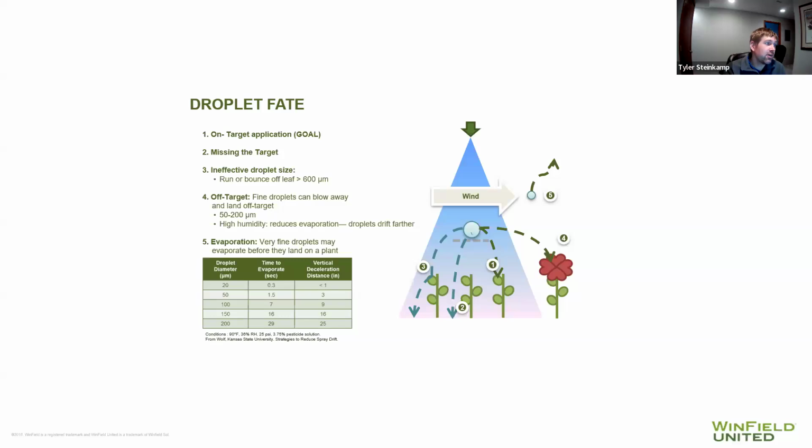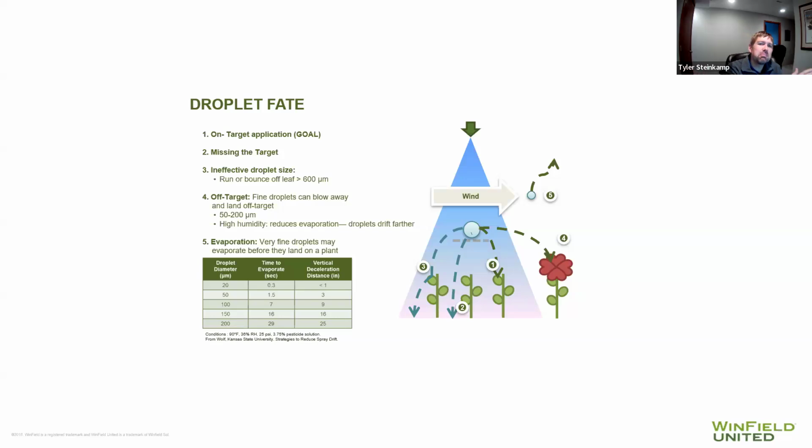The next one, ineffective droplet size. When we get very, very large droplet sizes greater than 600 microns, oftentimes, and we got slow speed photography of this, those droplets can actually bounce off the leaf surface. And so there's a point at which you can get too big of a droplet. We can also get way too small of a droplet. Fine droplets can either blow off target or they just land on the top of the target, and don't provide us with very good coverage.